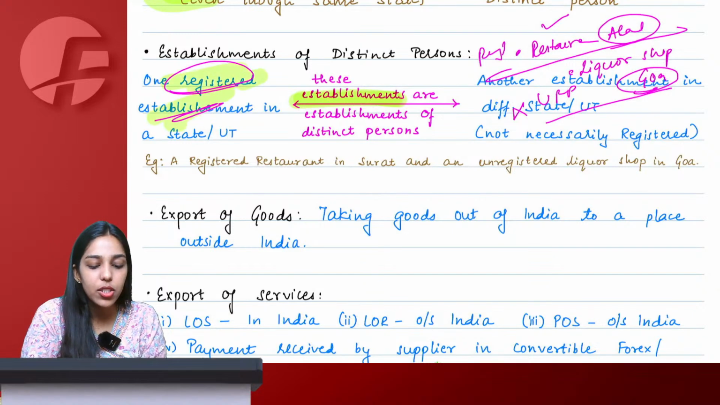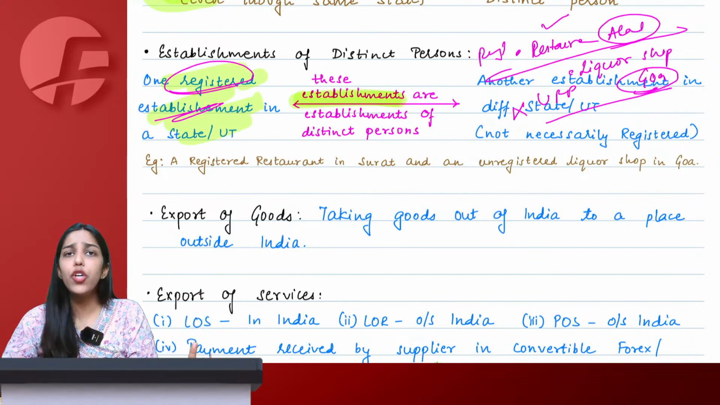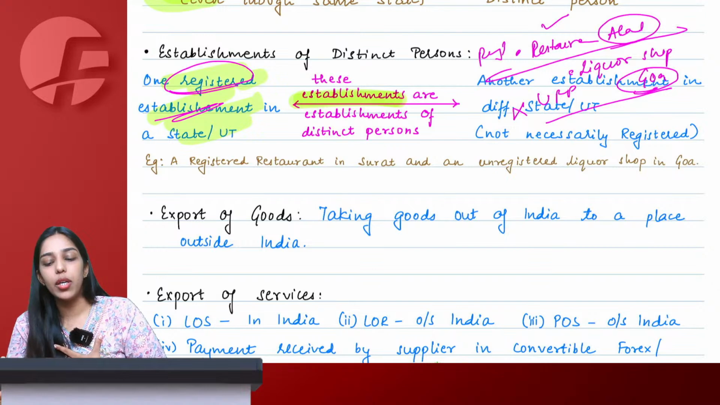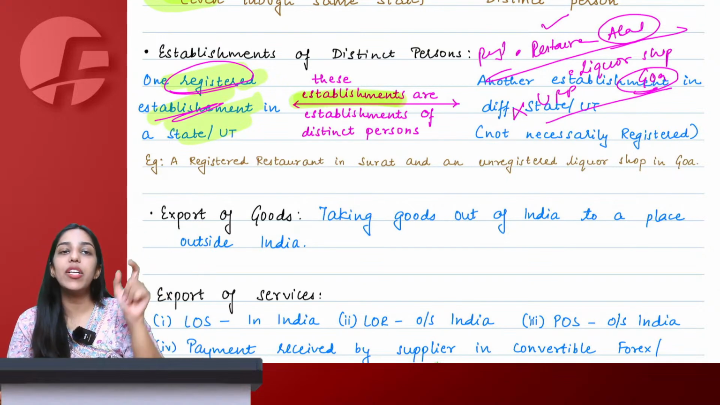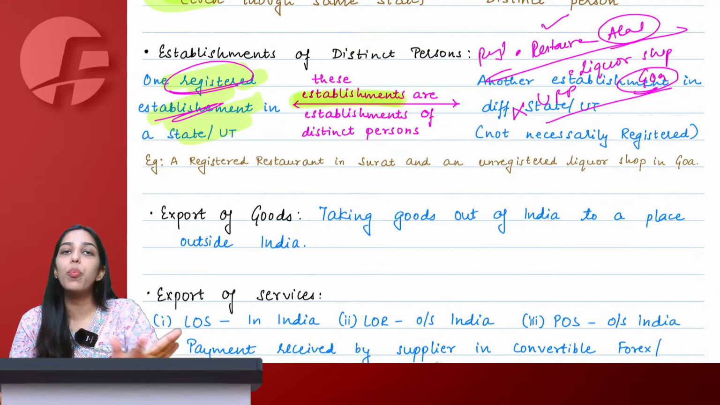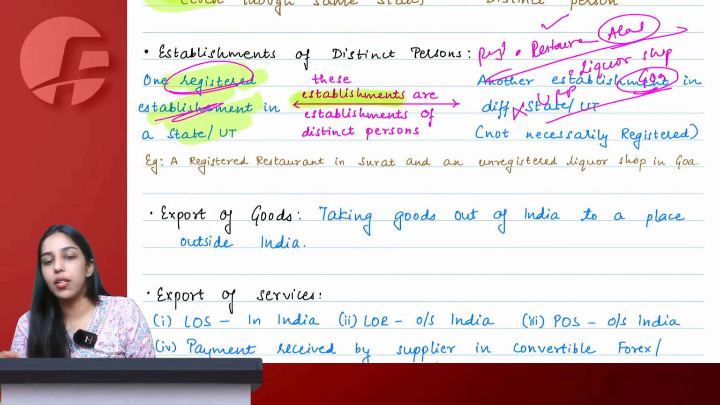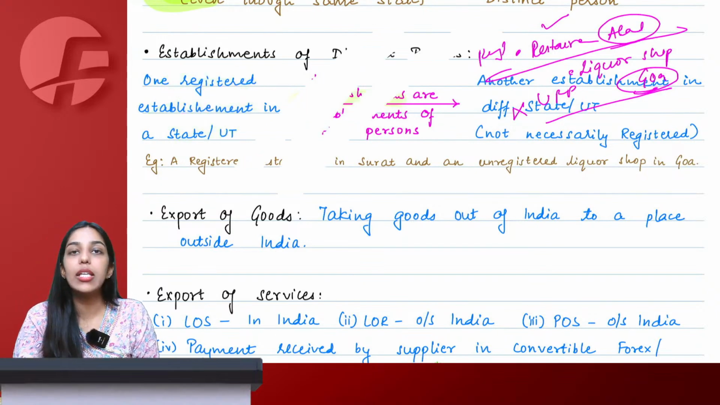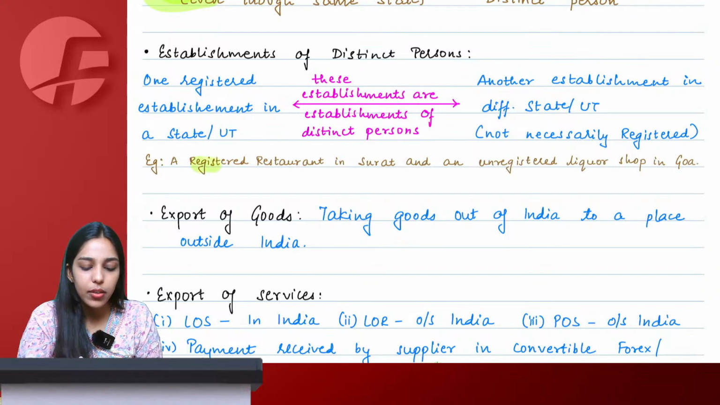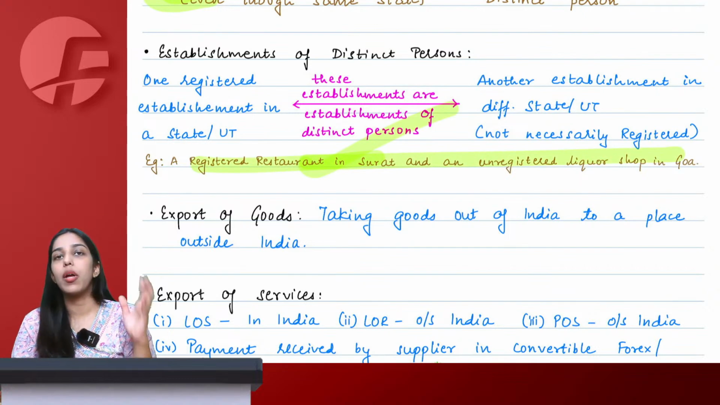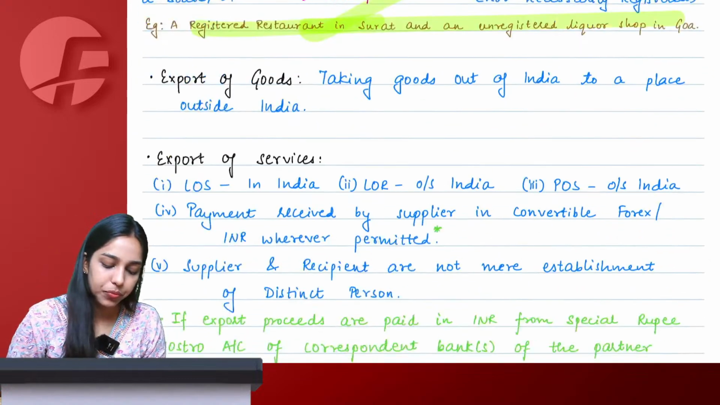So there has to be registration on one leg. On the opposite leg, if I am the only owner, whether that opposite establishment is registered or not registered, no problem, it will still always be considered as an establishment of a distinct person only. The same restaurant and liquor shop example I have also mentioned in the notes.